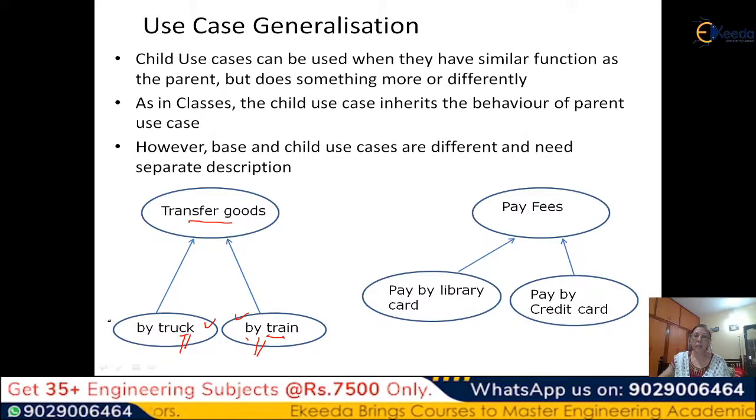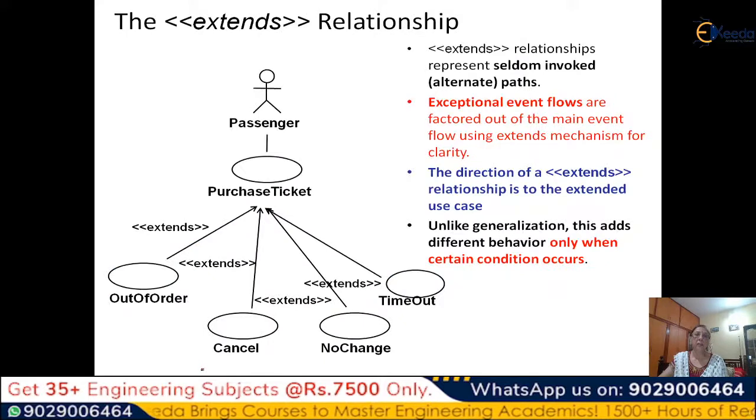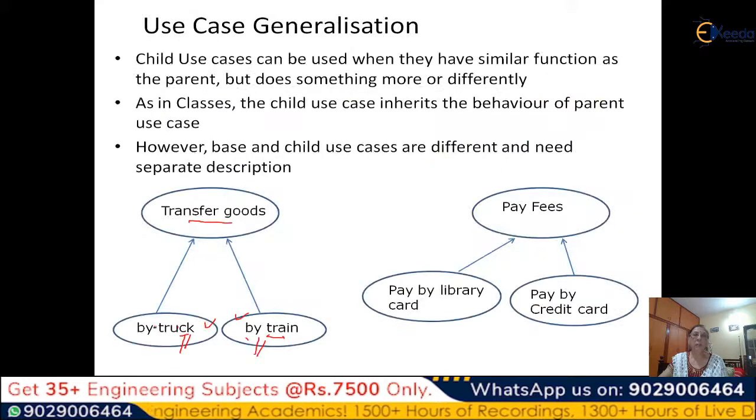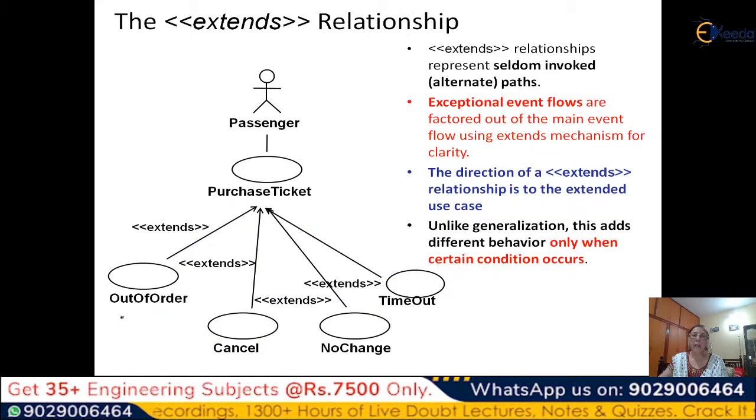And this is another one: pay fees, pay by library card and pay by credit card. Then we come to the second one, which is the extends relationship. So in the use case generalization, this was a parent and child relation where we use the inheritance. And here what happens is there are exceptional behavior of a use case.